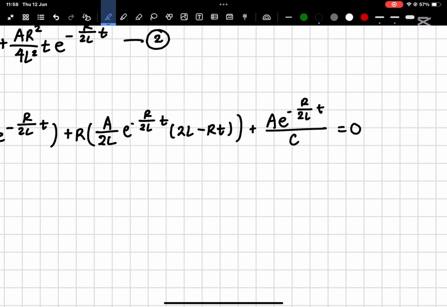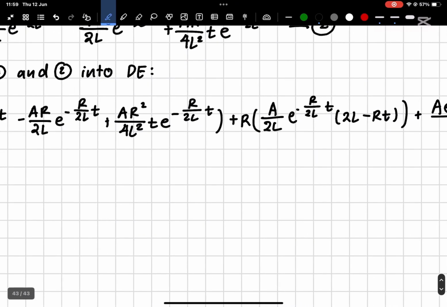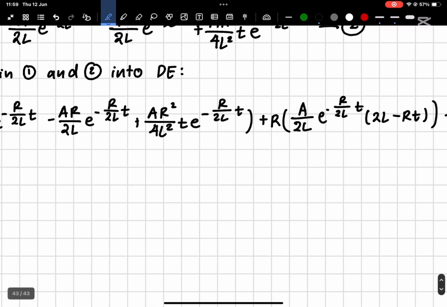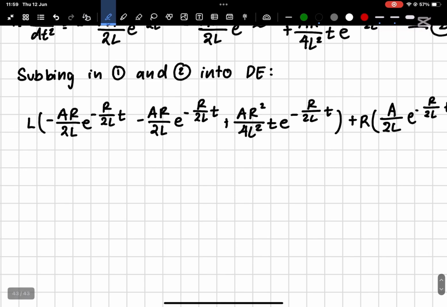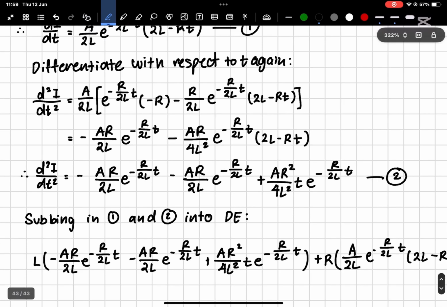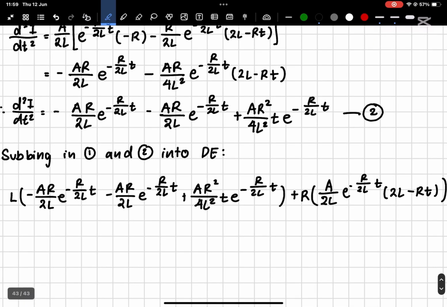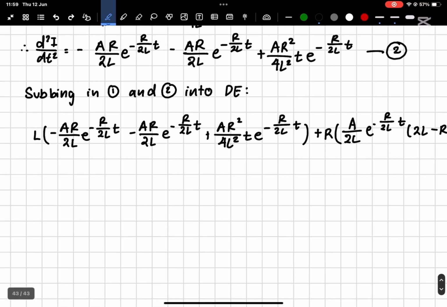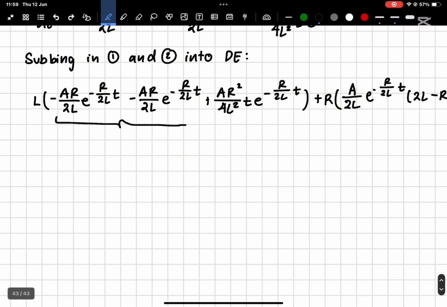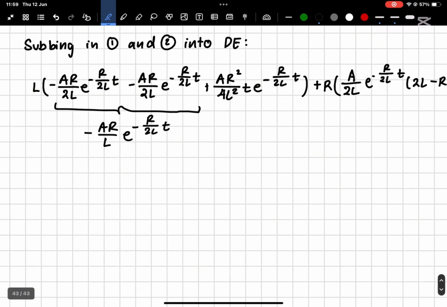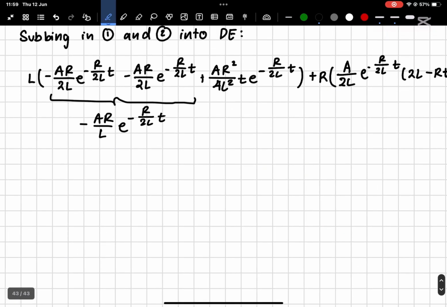Okay. So once we've been given these equations, all right. Okay, I'll take some time because this is diabolical. I think this is simplified. This is the same term. So then, okay, this is the same as negative AR over L times E to the negative R over 2LT. I could have simplified it a little bit more in the previous step, but it is what it is. So you continue.